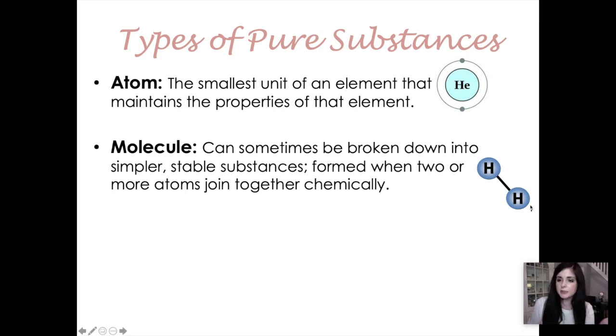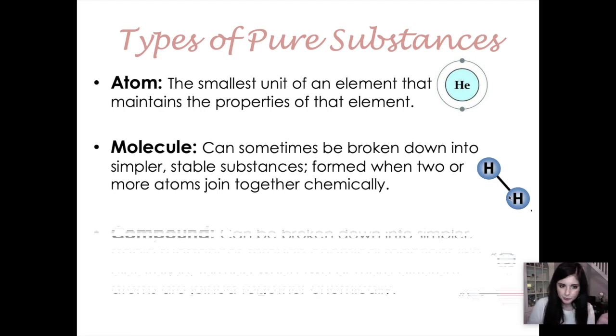So here's an example of a molecule. I have hydrogen just bonded to itself. Hydrogen doesn't like to exist as just individual atoms, so they'll always have a bond between them. But I have one atom of hydrogen bonded to another atom of hydrogen. They're joined together chemically, therefore that is a molecule.